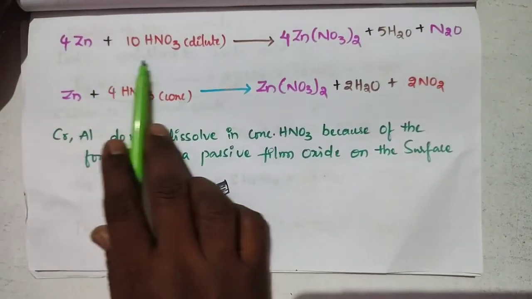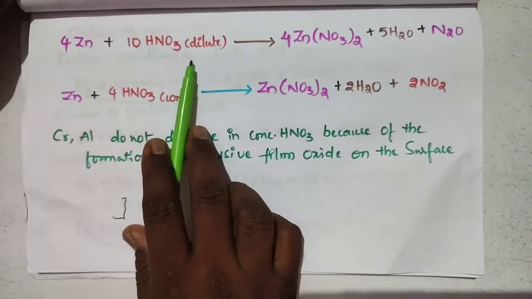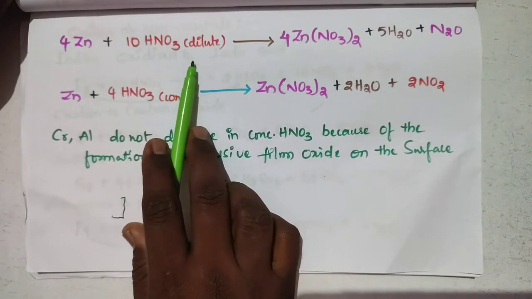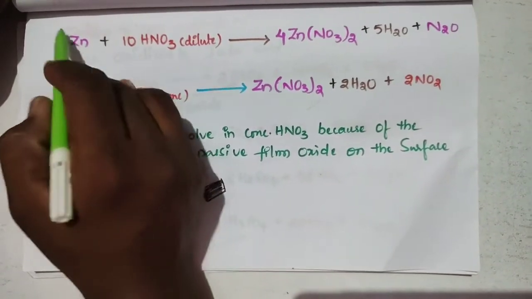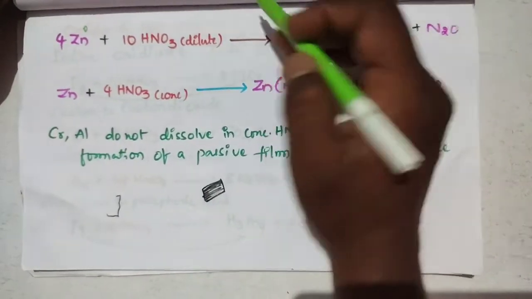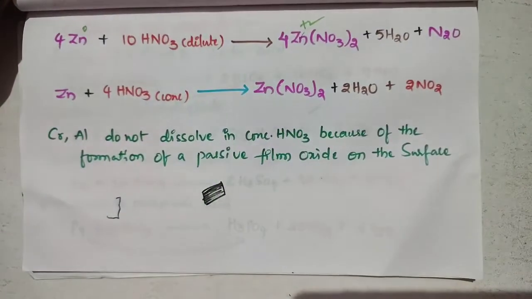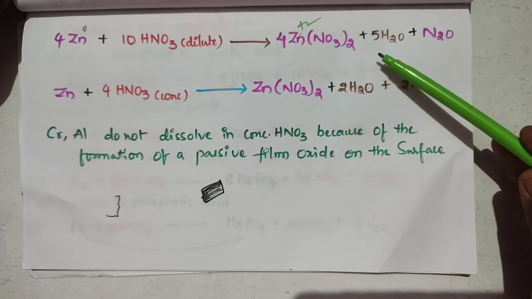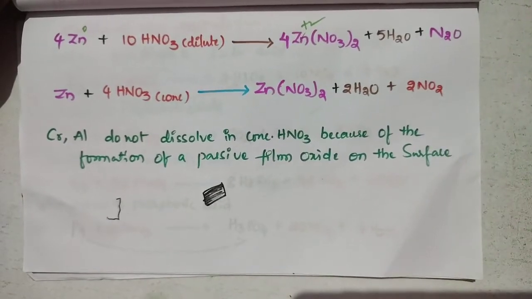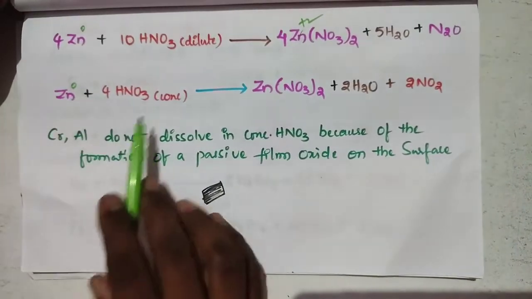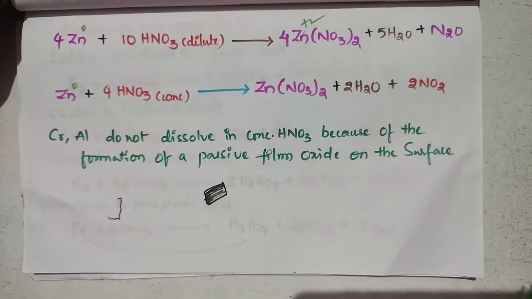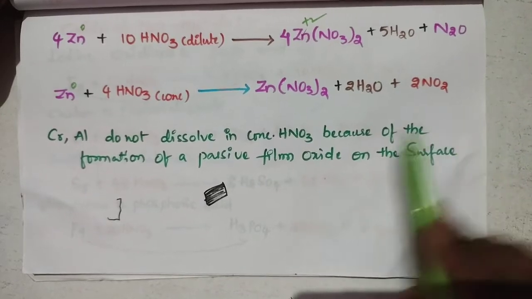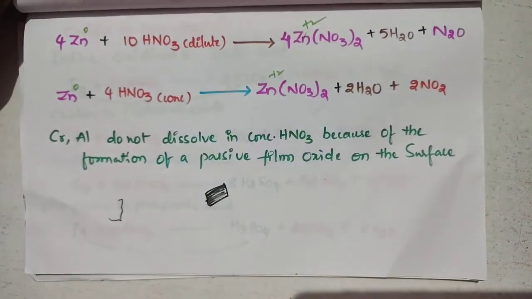And zinc plus 10 HNO3 in dilute condition, we get 4Zn(NO3)2. So Zn 0 to plus 2. Plus 5H2O and N2O. And zinc reaction with 4 moles of concentrated HNO3, we get Zn(NO3)2 plus 2H2O and 2NO2. In this also plus 2 state.